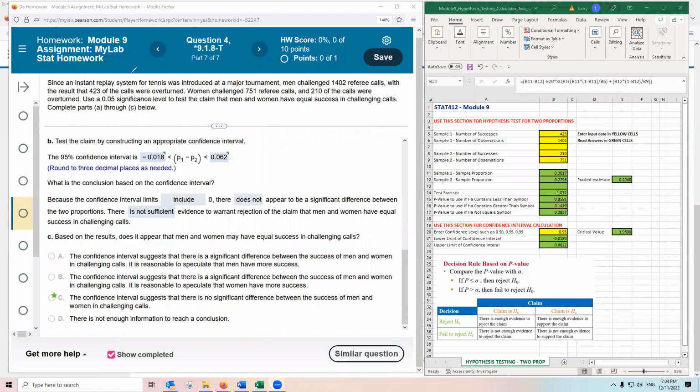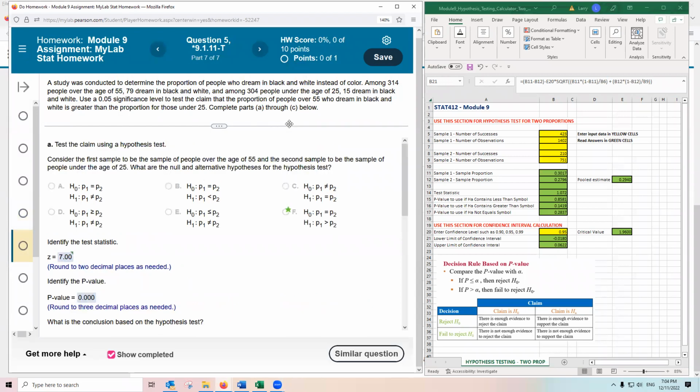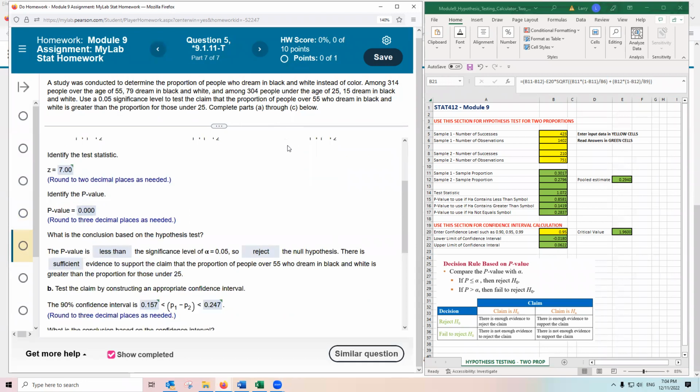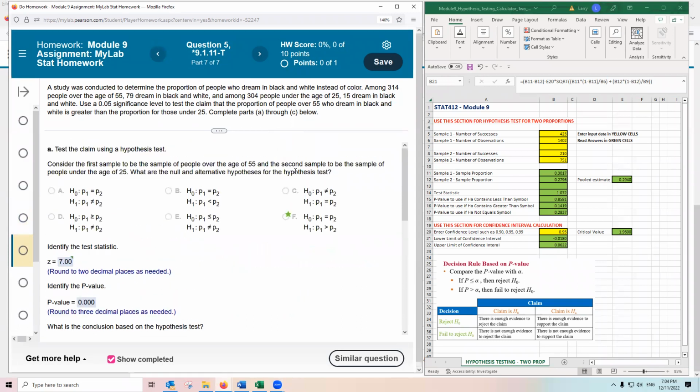All right, maybe let's do another one. This one I think is similar. So yes, let's do this one. All right, let's take a look at this one.